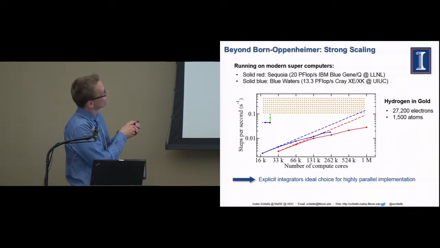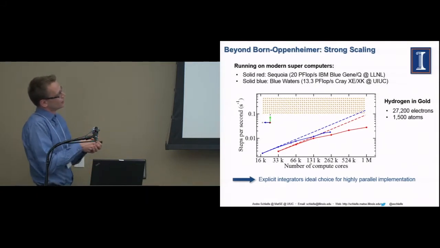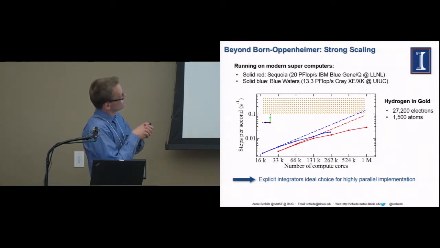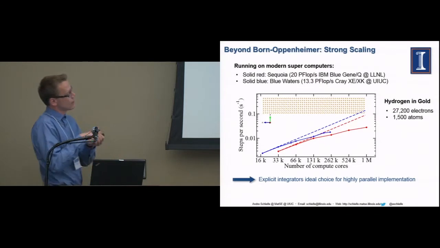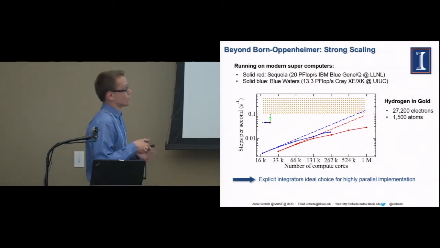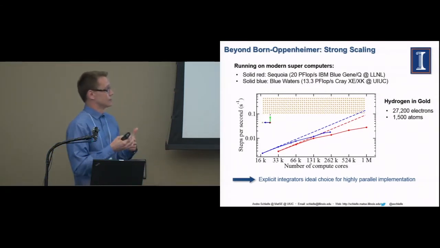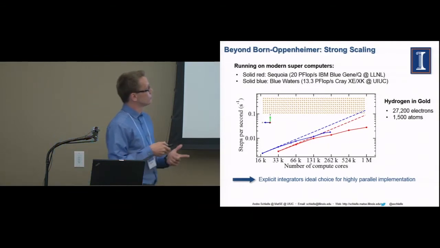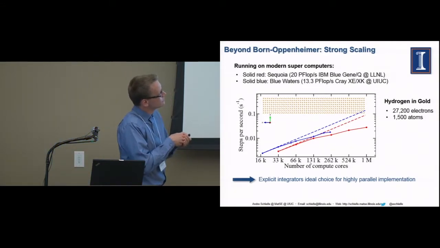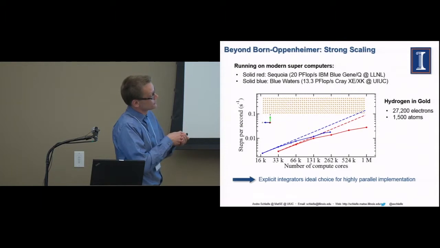So the red line is Sequoia, the blue line is Blue Waters in this scaling plot. And what you see in the scaling plot is the number of time steps per second that we can run as a function of the number of compute cores. Again, red is Sequoia, blue is Blue Waters, and then the dashed line is ideal scaling, and the solid line are the scaling results that we got.